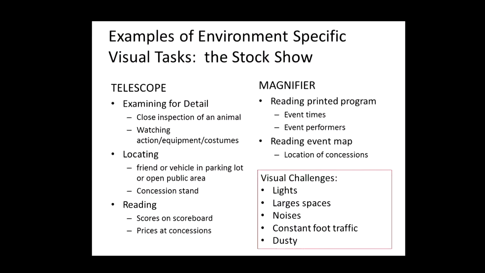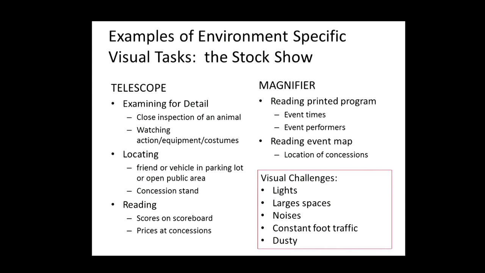The last example of environment-specific visual tasks is related to a stock show or rodeo. As Cindy and I were talking about the types of experiences students tend to have in their communities, oddly enough, we both came to the conclusion that a stock show is something a lot of kids tend to visit, typically with their family, but sometimes with a teacher or class. In the red box, you will see visual challenges that are unique to a stock show or rodeo event. It tends to be dusty, noisy, and crowded, with bright lights and large spaces to contend with.